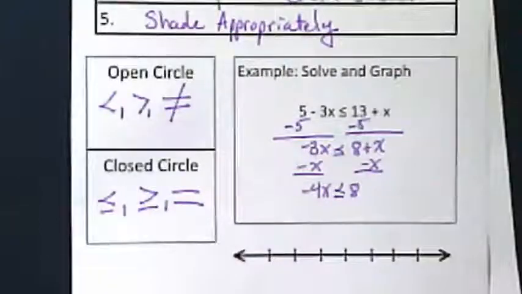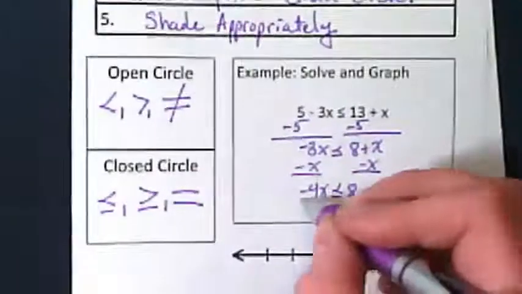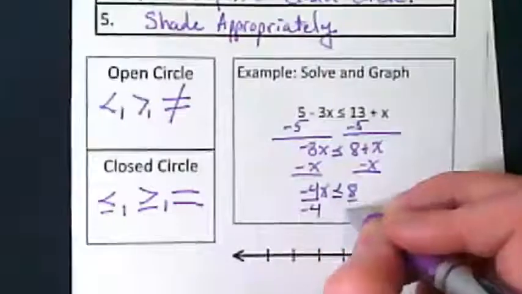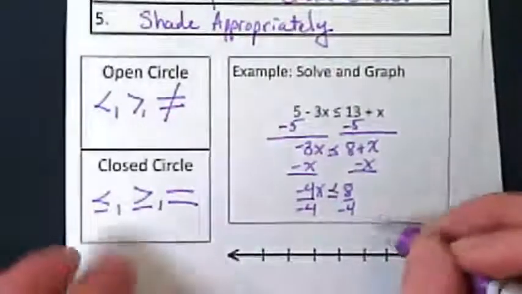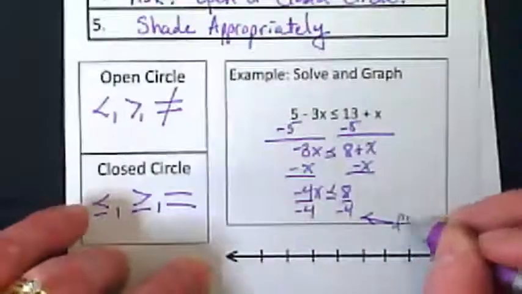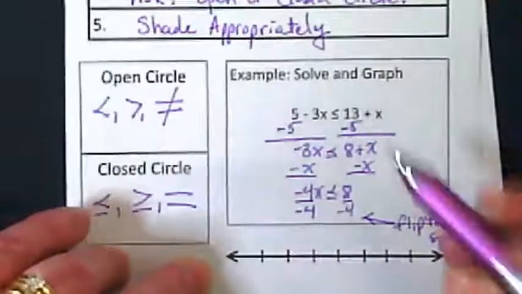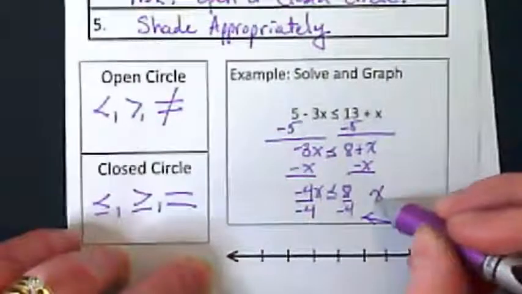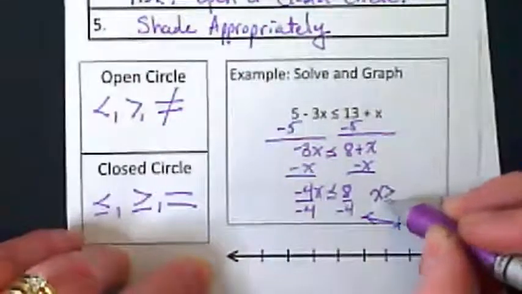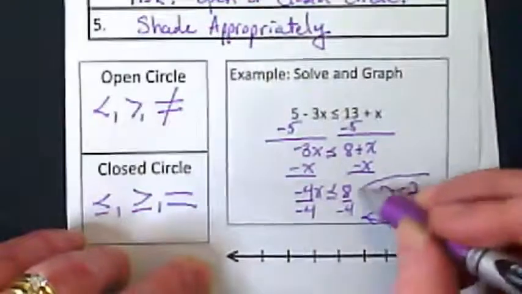What do we do next? We want to divide by negative 4 because it's being multiplied. And since it's a negative 4, what's going to happen with our symbol? Let's make a note to ourselves. We want to flip the symbol. Because we're dividing by a negative, that leaves us with x is greater than or equal to negative 2.